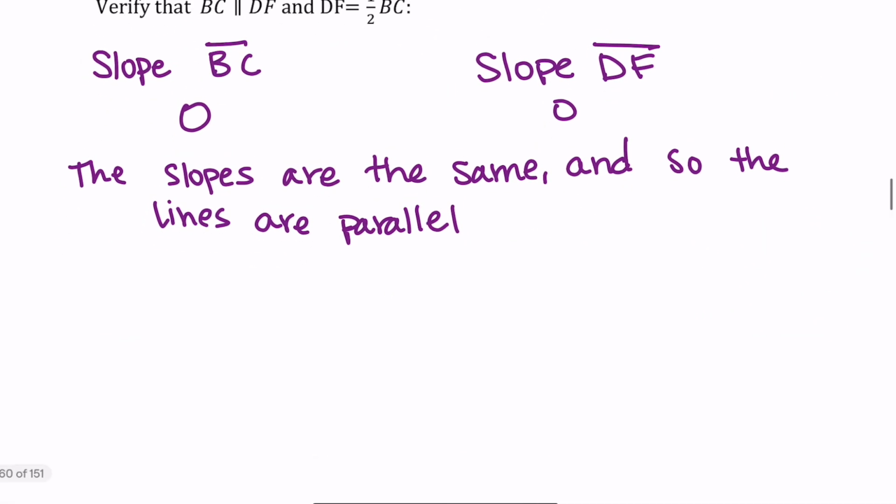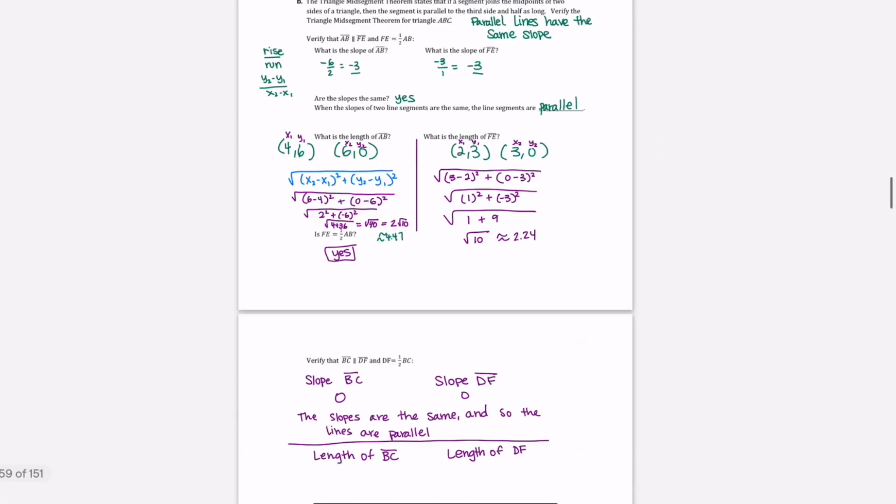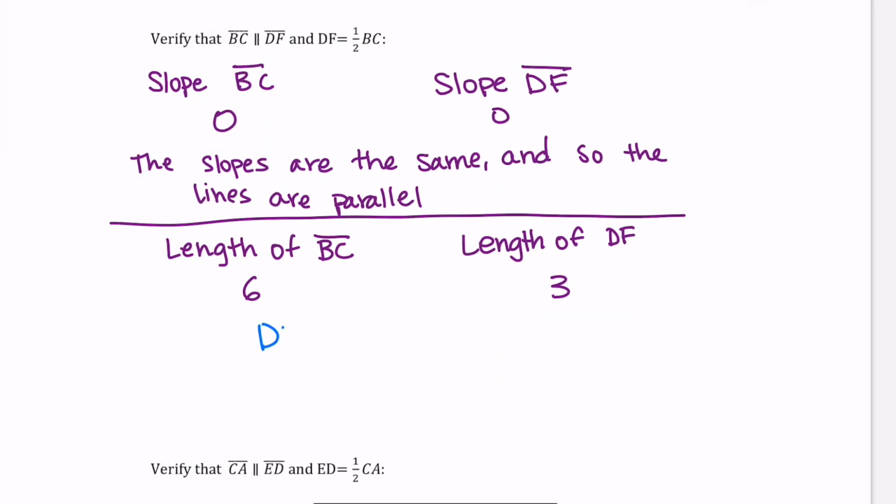Now we're going to find the length of BC. BC is here. If we count it, we have 1, 2, 3, 4, 5, 6. This length is 6. And then if we look at FD, the length is 1, 2, 3. Now you can only count it if it's going left and right or up and down. Just keep that in mind. So we have FD is 3, BC is 6, and so DF is going to equal 1/2 of BC.